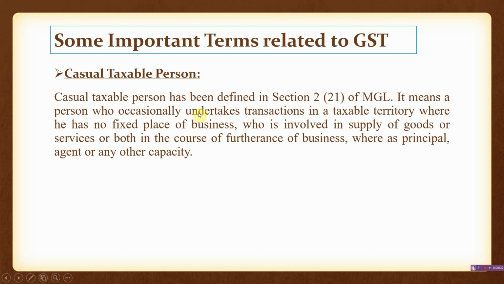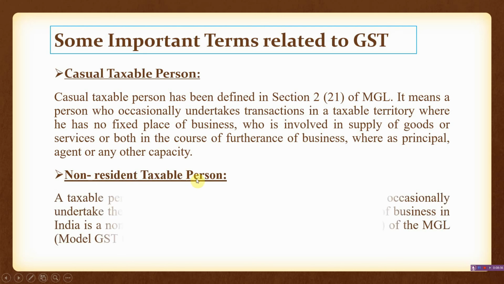So he occasionally undertakes transactions in a taxable territory where he doesn't have any fixed place of business, but that person is involved in the supply of goods or services, or both, in the course or furtherance of his business. He might be a principal, the main person who is doing this activity, or he might be an agent or in any other capacity. So this is what the casual taxable person means.